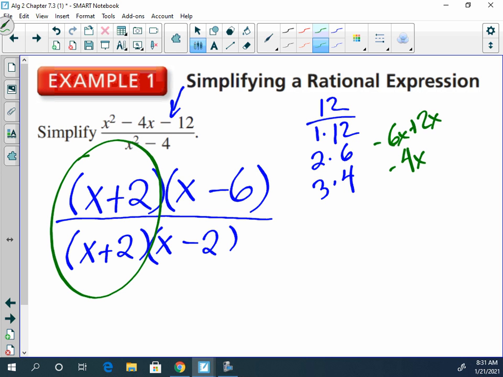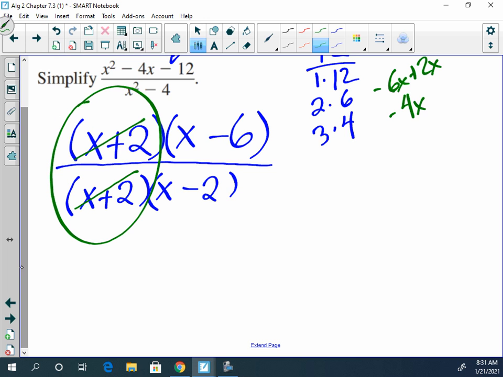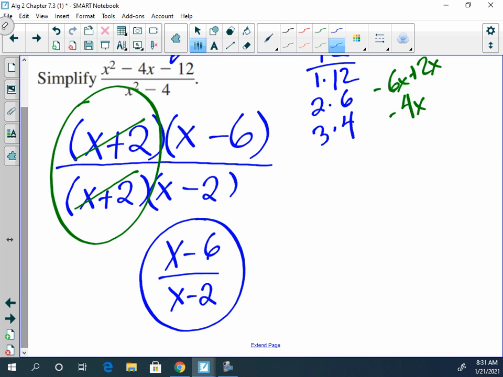We have a set that matches, yes? So those would cancel out. These would cancel out. Leaving us with... Any questions on this here so far? Okay. We're almost done with this here.